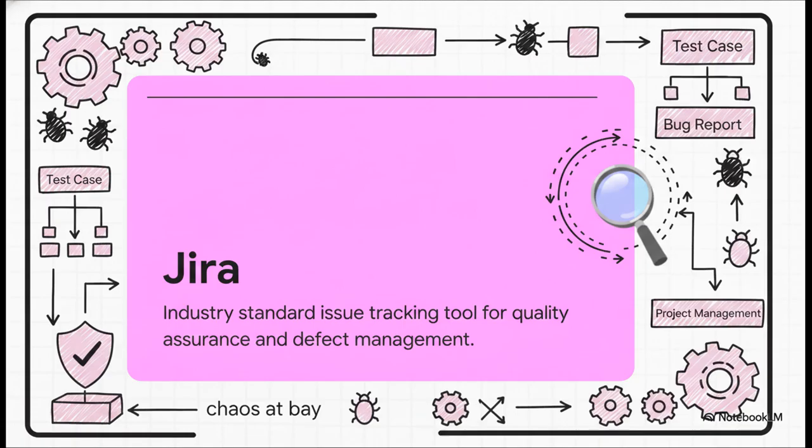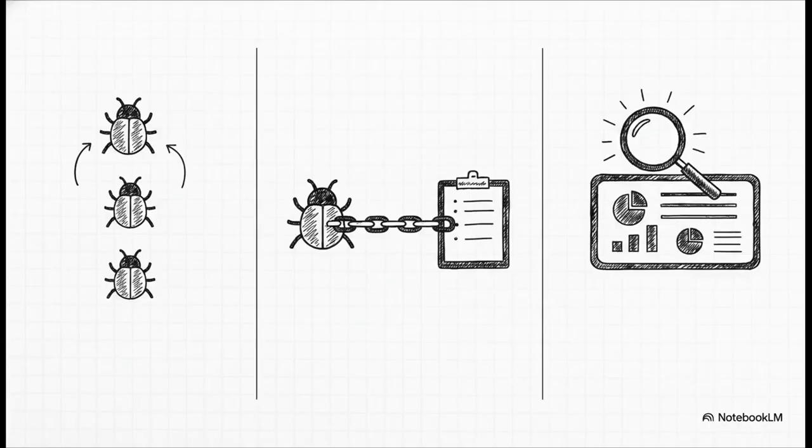So, what actually is Jira? Well, at its core, it is literally the industry standard when it comes to issue tracking and defect management. If you are building, testing, or managing software in any capacity, this is absolutely the fundamental tool that keeps total chaos at bay. The whole system basically relies on 3 super intuitive actions.